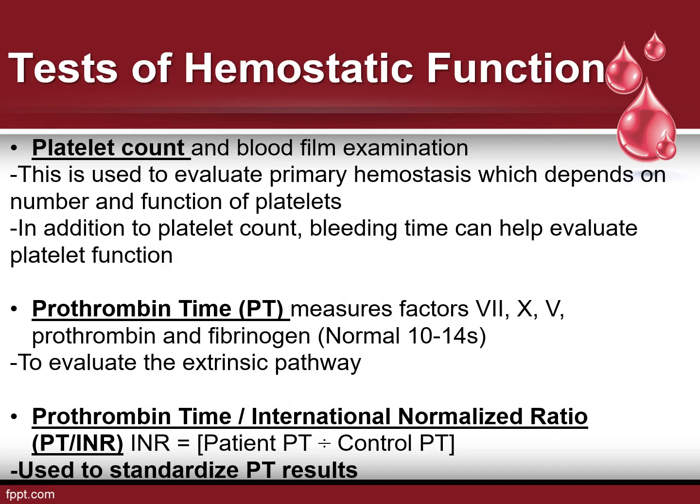We have a few tests that we use to measure hemostatic function, starting with platelet count and blood film examination, used to evaluate primary hemostasis, which depends on the number and function of platelets. We can also use bleeding time to evaluate platelet function. The prothrombin time, or PT, measures factors 7, 10, and 5, prothrombin and fibrinogen, and usually normal is between 10 and 14 seconds. It is also used to evaluate the extrinsic pathway.